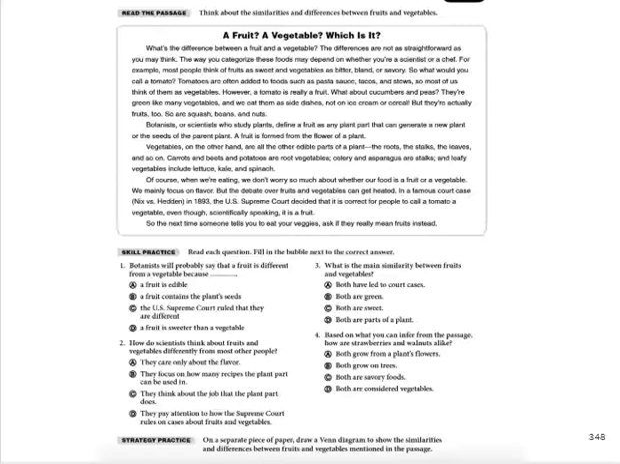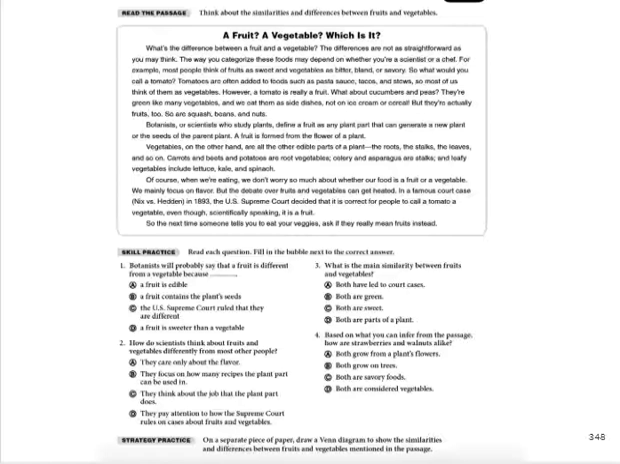Question 4. Based on what you can infer from the passage, how are strawberries and walnuts alike? A. Both grow from a plant's flowers. B. Both grow on trees. C. Both are savory foods. D. Both are considered vegetables.